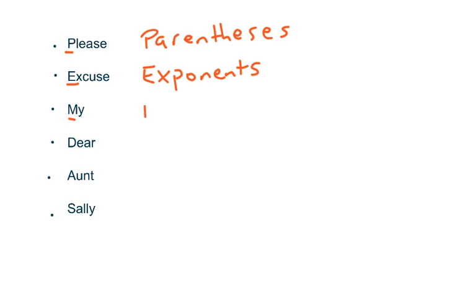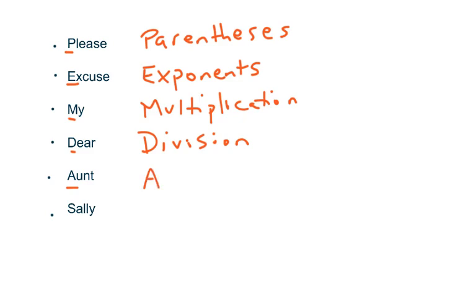The M in my tells us that multiplication is next in our hierarchy. The D in dear tells us that division is next in our hierarchy. The A in aunt represents addition. And as you probably have guessed by now, the S in Sally represents subtraction. So, please excuse my dear Aunt Sally tells us that we're going to do these things in the order of parentheses, exponents, multiplication and division, addition and subtraction.